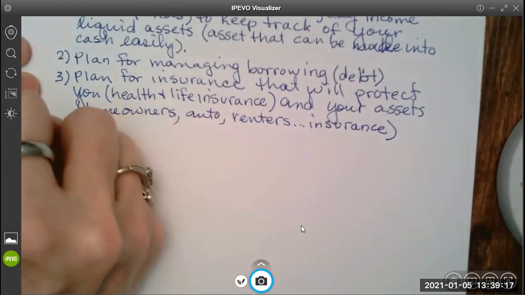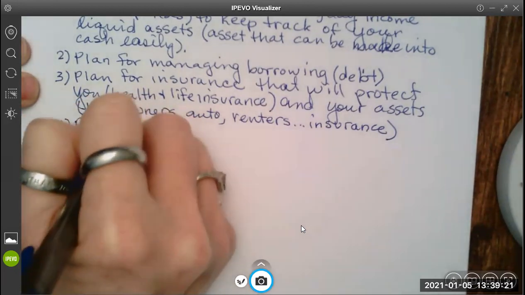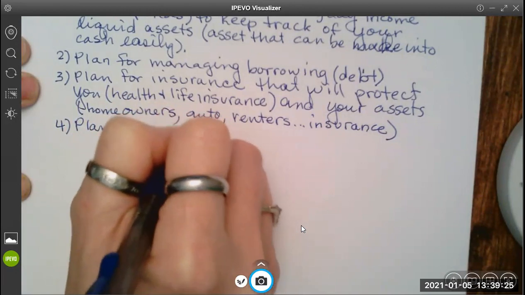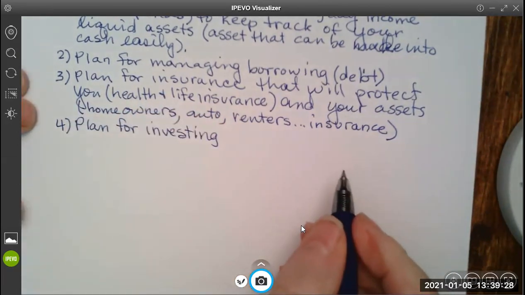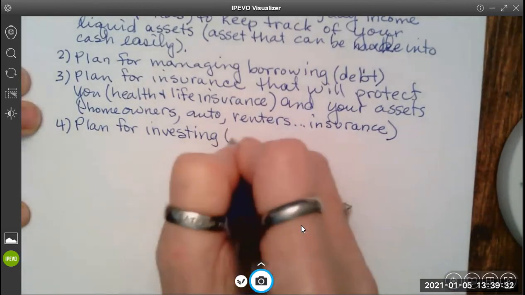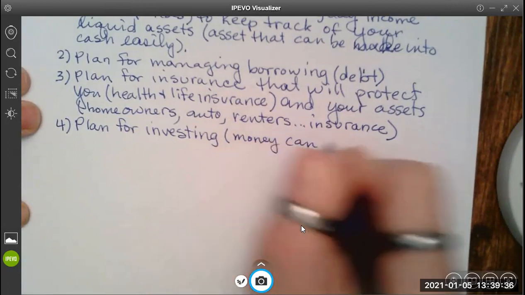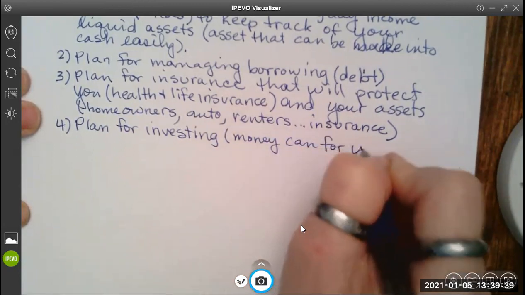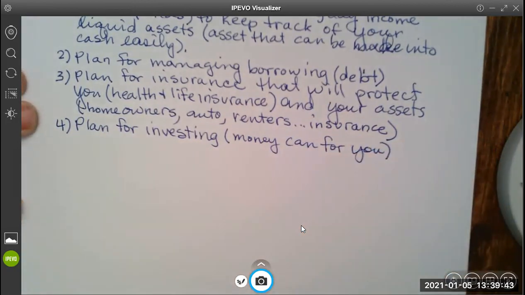Okay. The next thing is you plan for investing so that your money can work for you. Okay. Because when we do investing, we set aside the money, we forego getting something, and we put it away in stocks, in bonds, and things like that. And we're going to be going, there's a whole chapter about investing later on. But as you save that money and put aside that money and invest that money, it earns more money. So the money works for you instead of you working for the money.